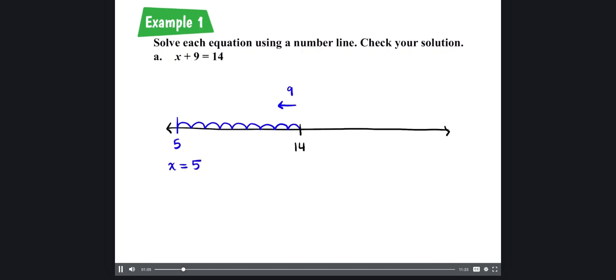Let's check our solution by substituting 5 for x in the original equation. Does 5 plus 9 equal 14? Yes, 5 plus 9 equals 14, so x equals 5.